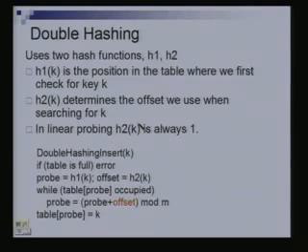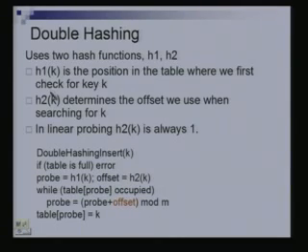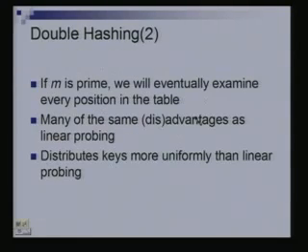If you look at linear probing, your offset was always 1. You were always just going to the next location. If instead I jumped 2 locations, then offset would have been 2, and so on. In this case the offset is determined by the hash function h2, so this offset could be different for different keys. We'll soon see an example of how double hashing works.